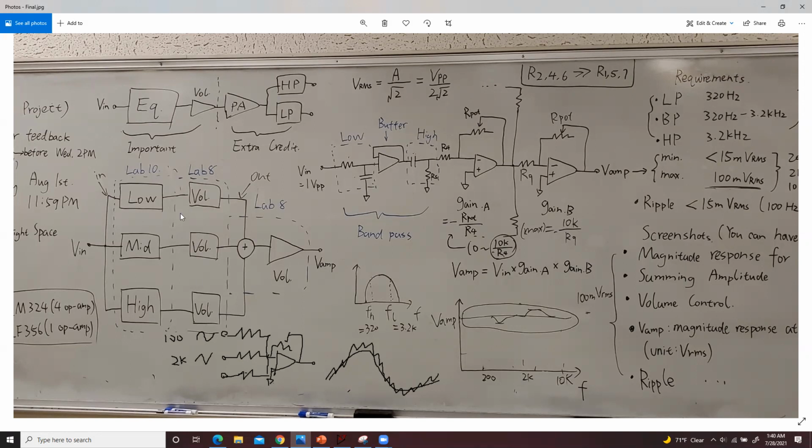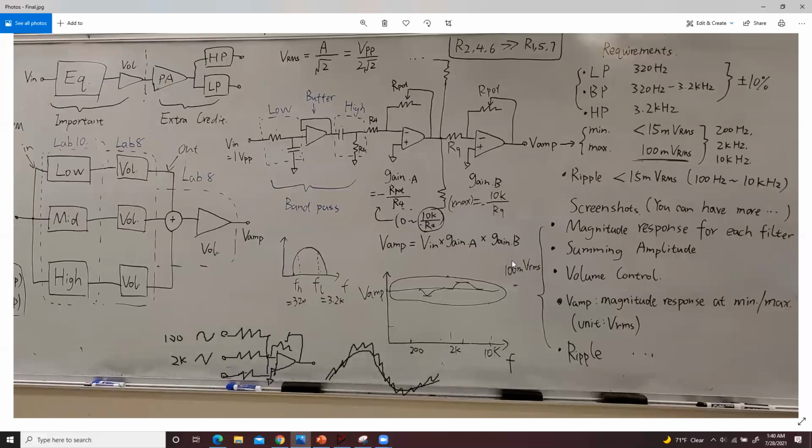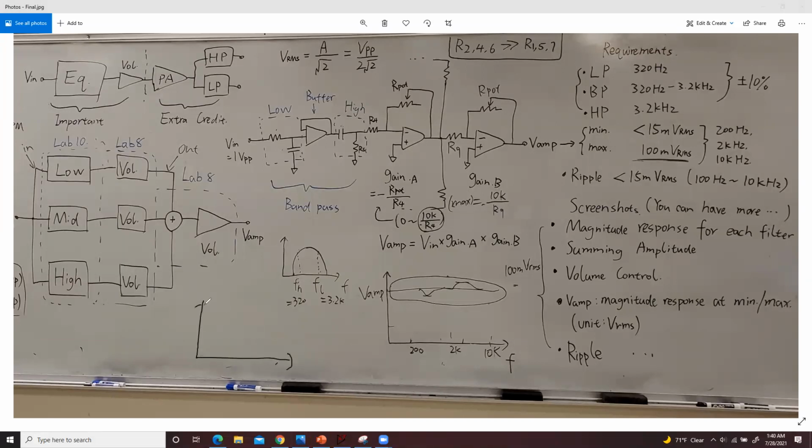After you test each individual circuit and make sure they all work individually, then you can combine the circuits together to plot the Vamp. That's the final output for this whole system. As I mentioned, you're going to use the magnitude response. Put here as input Vin, and put here as output Vamp, which is Vamp over Vin. And then you plot the output.